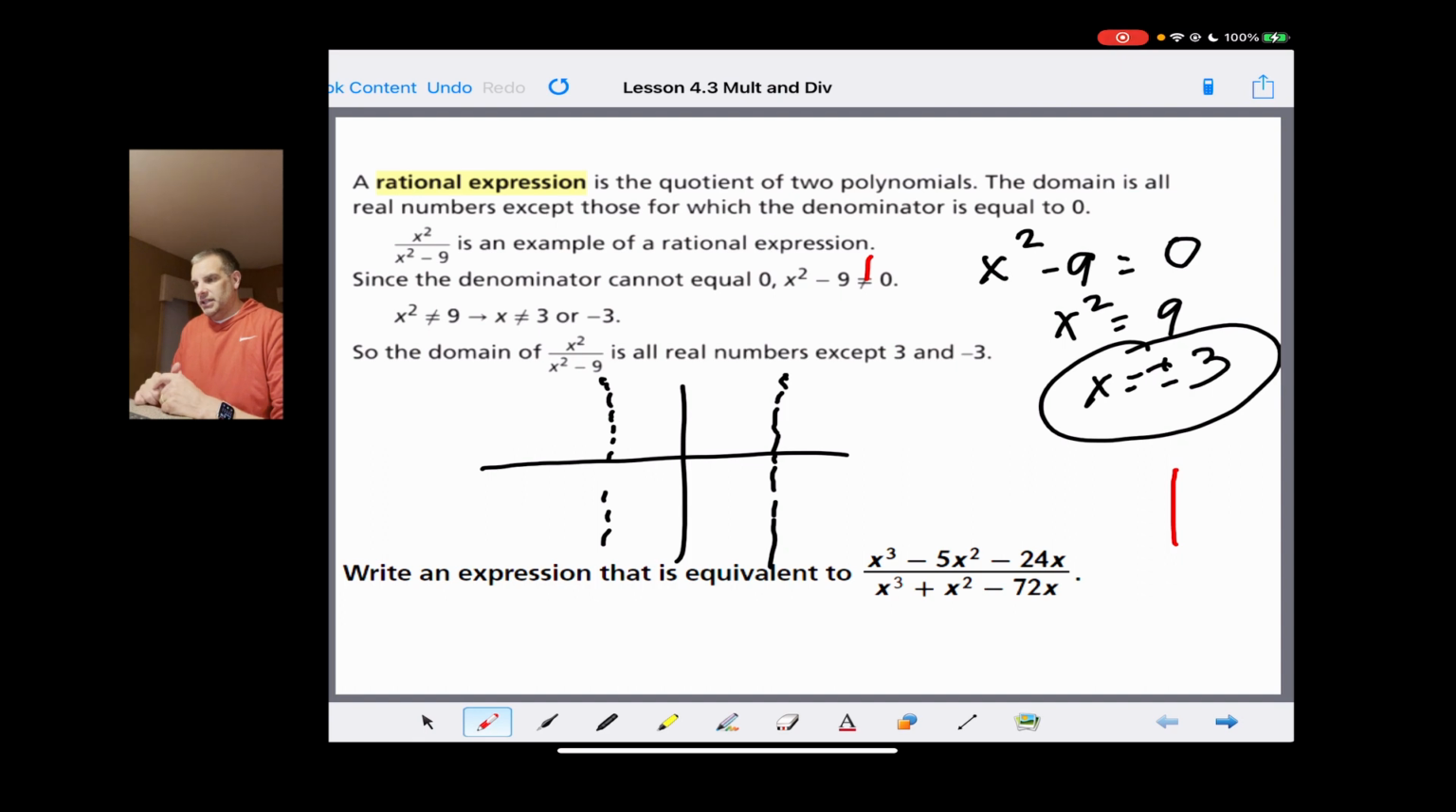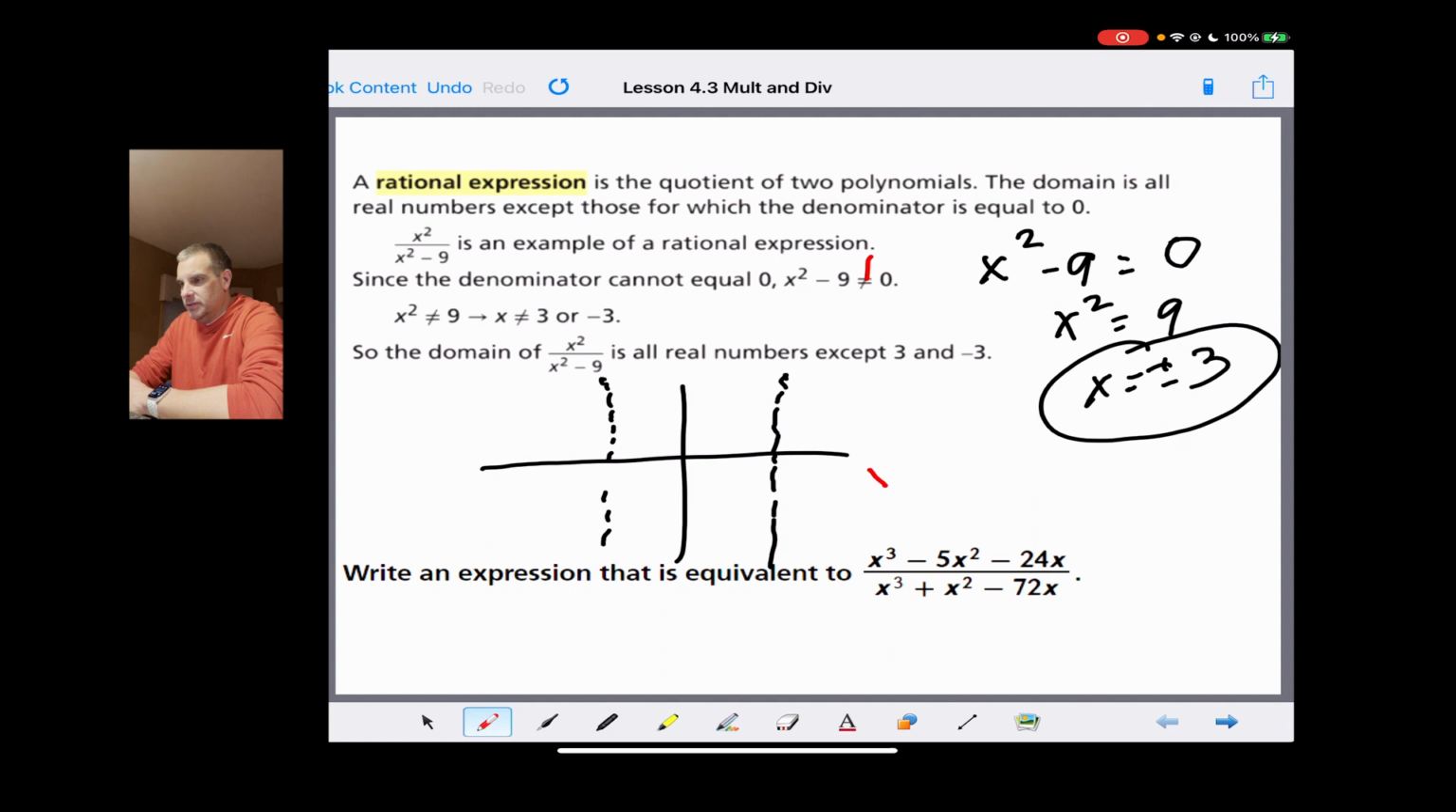So let's take a look at the example here where we've got x cubed minus 5x squared minus 24x, and we're going to divide that by x cubed plus x squared minus 72x. And we're going to write its equivalent expression. So we're going to simplify it, just like we did yesterday. So we're going to have to factor first, and I don't have a whole lot of room here, but we'll do the best we can.